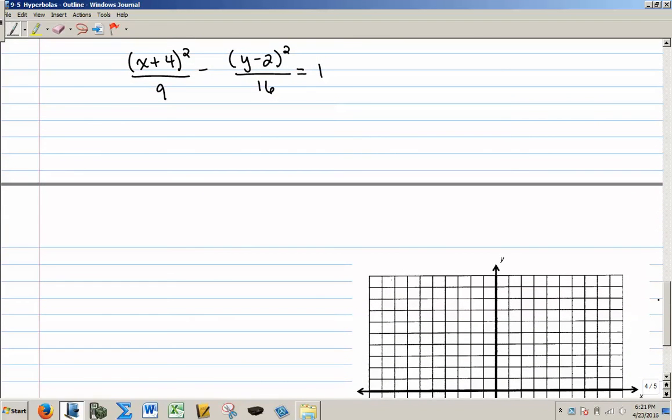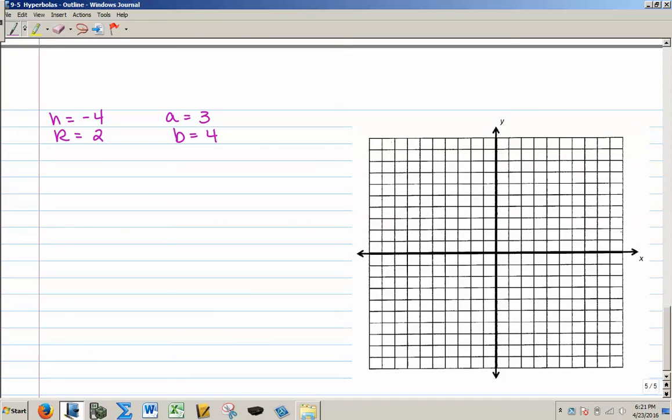So before we graph it, let's identify our h, k, a, and b. H is -4, K is 2, A is 3, and B is 4. And now we have enough information to graph it. So my center is going to be at the point (-4, 2). So I will graph that. (-4, 2). My A is how many units I go left and right.